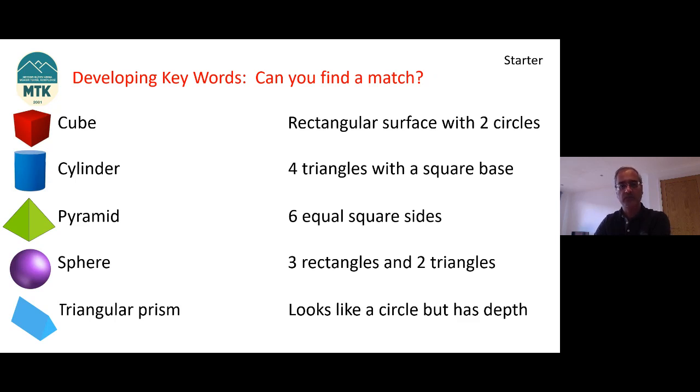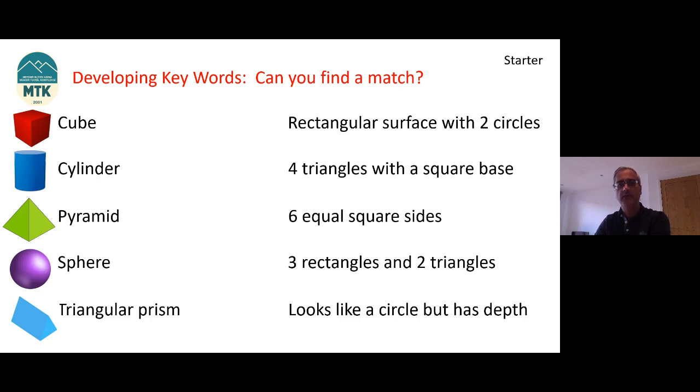Yes, we'll do this one together. So a cube is, what do you think? A cube is which one of those descriptions on the right? So let's take a quick 20 seconds to find the answer. Which one is the best one to describe a cube? Is it a rectangular surface with 2 circles? Is it 4 triangles with a square base? Is it 6 equal sides? Is it 3 rectangles and 2 triangles? Or does it look like a circle but it has depth?